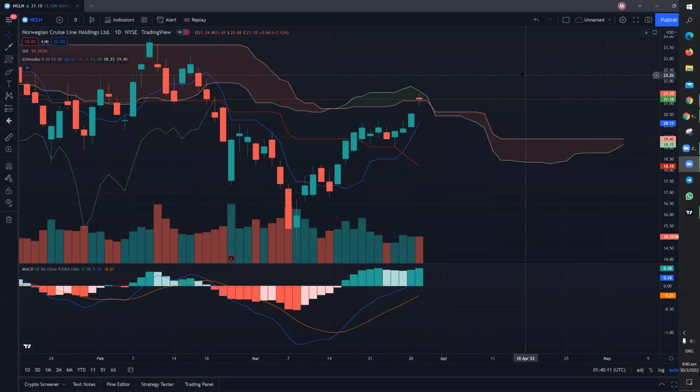For this NCLH, the resistance to watch is actually less compared to CCL. The resistance that has to be cleared is currently trading around 2118. If we were to draw the arrow, let's say this was the first wave up, the second wave up was somewhere around here. We got rejected off around this price of 2015, so this was quite close.